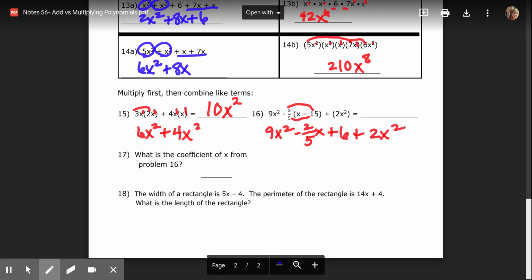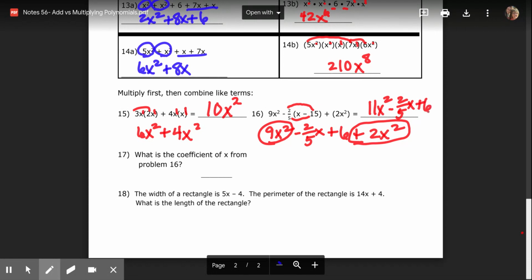So now I look at my like terms starting with the highest exponent. So I've got 9x squared, plus 2x squared is 11x squared. I don't have any other x's, so it's just going to be minus 2/5 x. Whew, I bet you're glad because, if you would have had to combine the negative 2/5 with something else, I don't know if you could do it. And then plus 6.